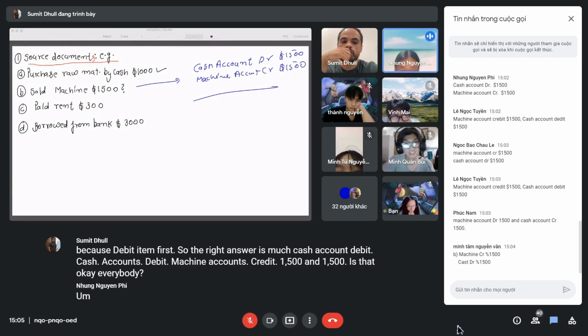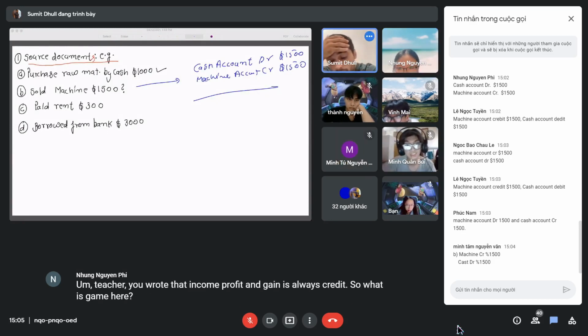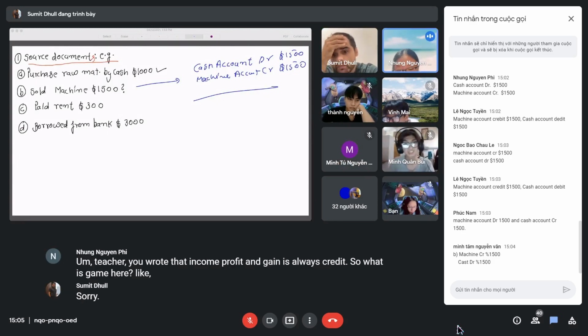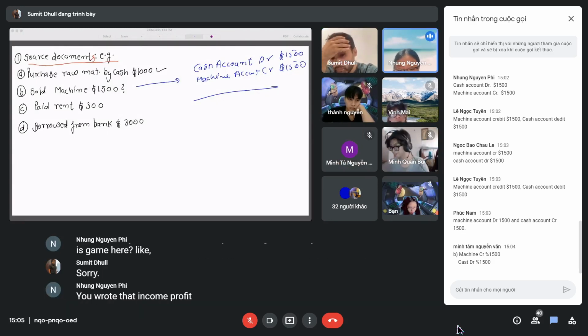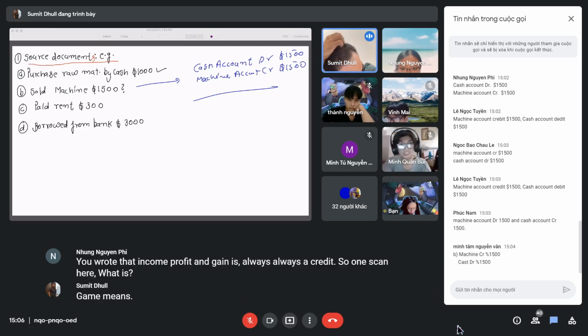Teacher, you wrote that income, profit, and gain is always credit. So what is gain here? Sorry? You wrote that income, profit, and gain is always credit. So what is gain here? What gain means, for example, the gain word is used for the assets.